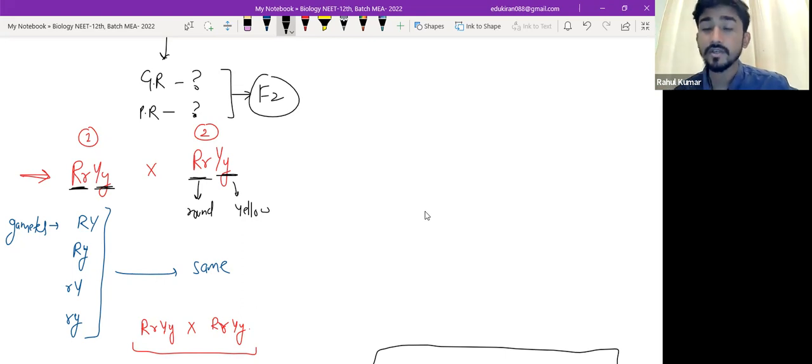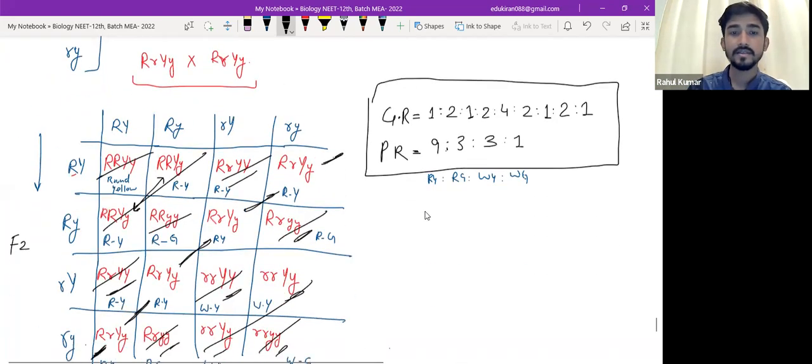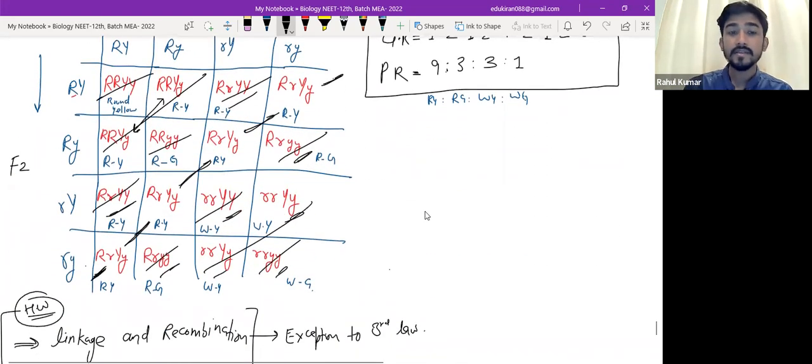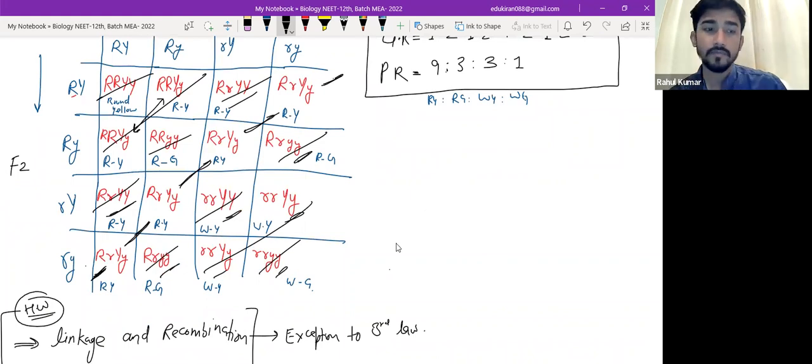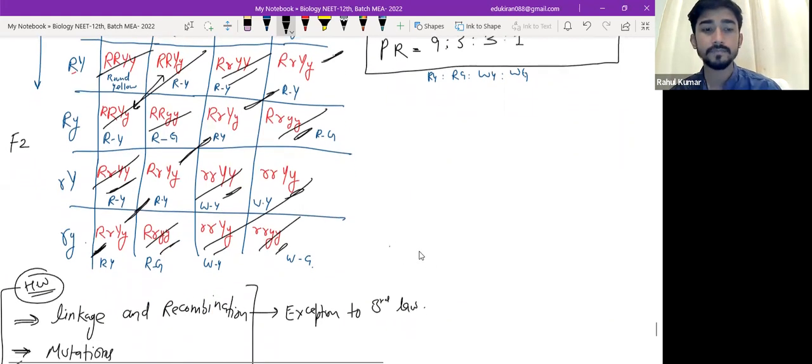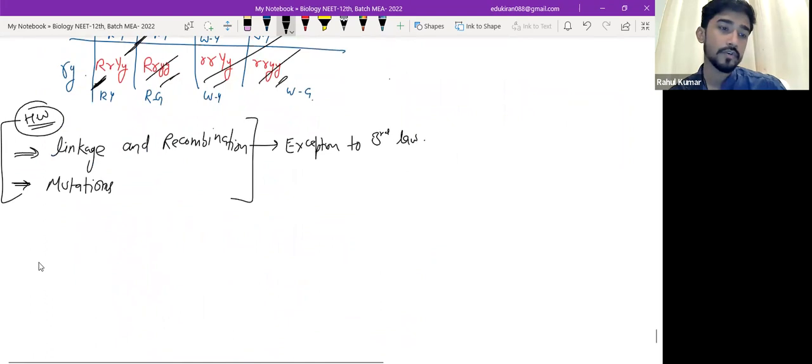So that is linkage. And what is recombination? We'll discuss it in the next class. So please read before you come to the next class and try making some more dihybrid crosses. Let me give you some as homework. Try making a dihybrid cross for this. So write down the homework.